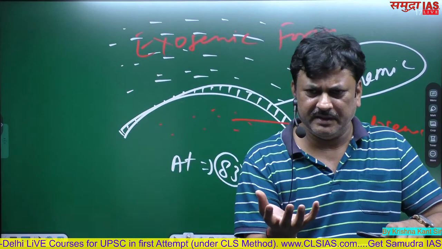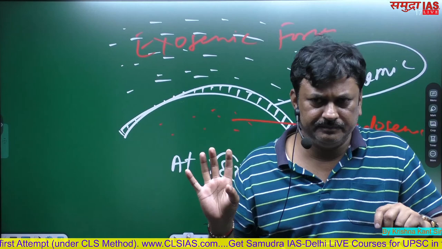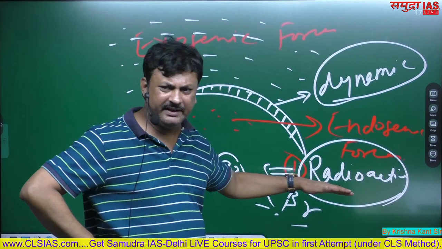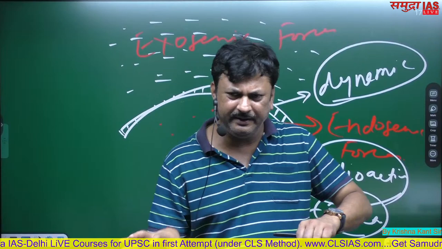That energy is responsible for the creation of a layer called the asthenosphere, which is present in the upper mantle. We have discussed this when we discussed the interior of the Earth. So radioactivity is one of the sources of endogenic force. Apart from that, rotation of Earth is also responsible. Now, second is exogenic force.